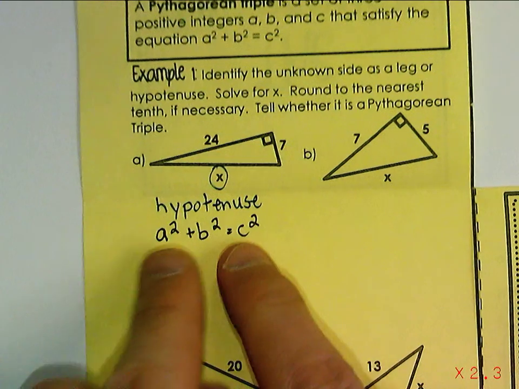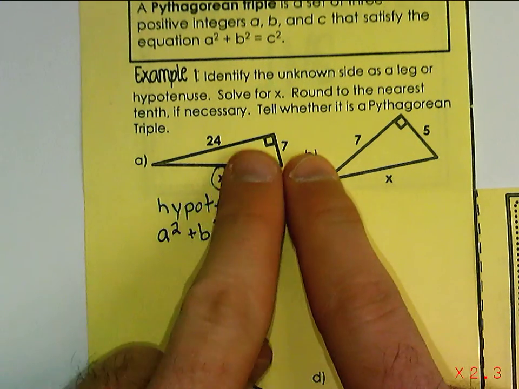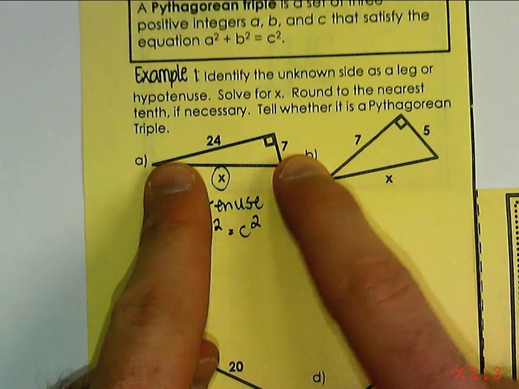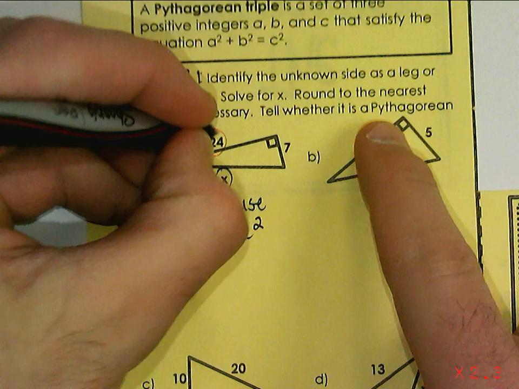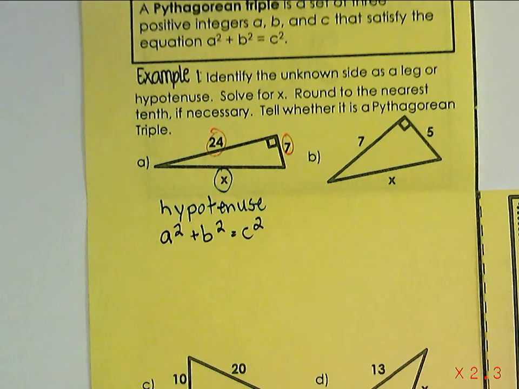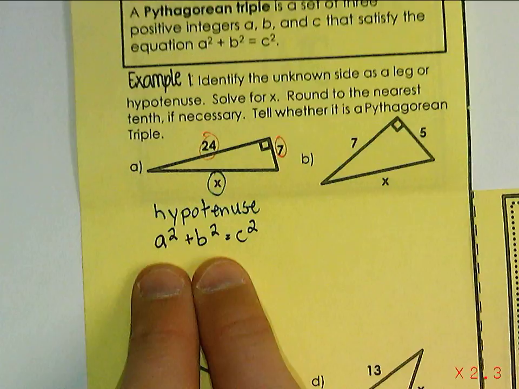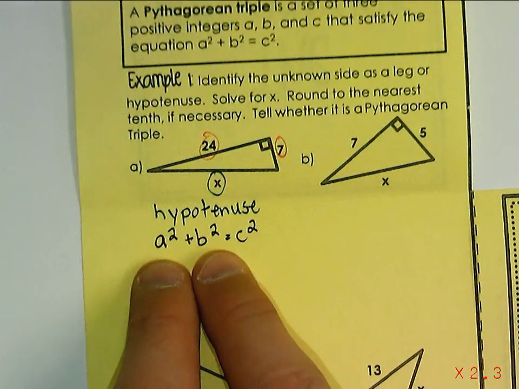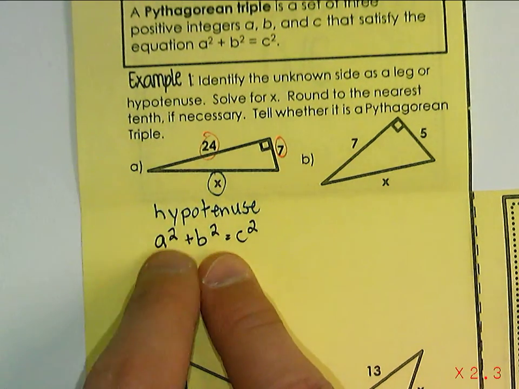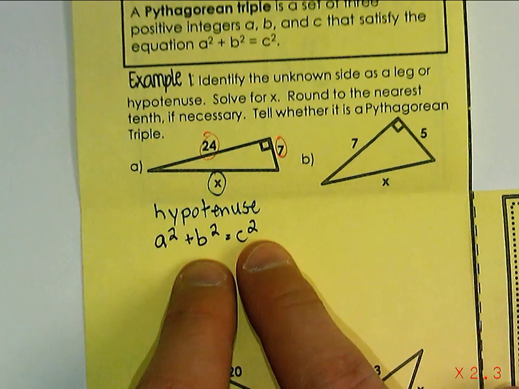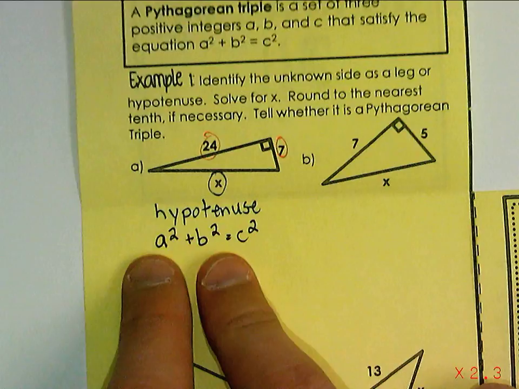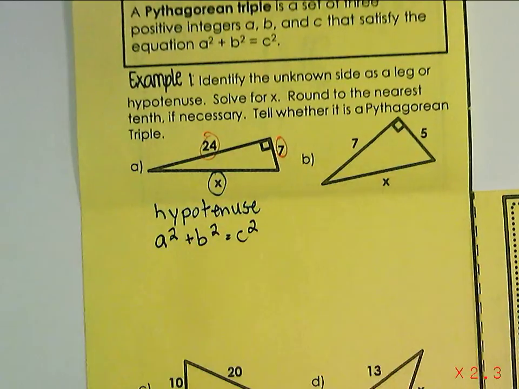Now for a and b, since we know both of the legs, which are 24 and 7 here, I'm just going to circle those in red so that we know they are legs. When we substitute them into the equation for the Pythagorean theorem, it doesn't matter where you put them because a and b both represent legs. I could say 24 squared plus 7 squared equals c squared, or 7 squared plus 24 squared equals c squared. It'll give me the same thing.